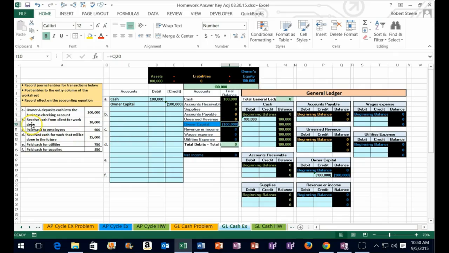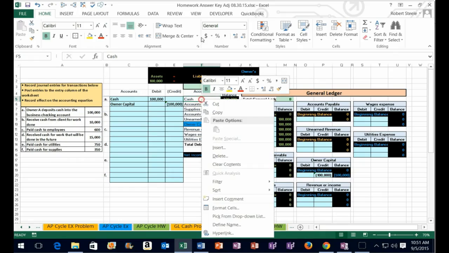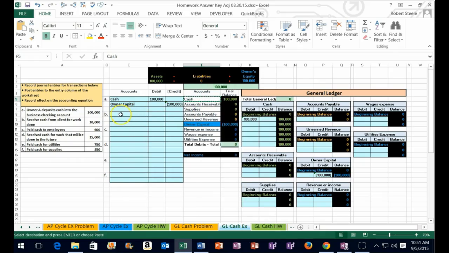B then says, received cash from client for work done. So now we got cash for work that has been done. So is cash affected? Yes, it's going to go up. We received cash. Cash is a debit balance represented by the fact that it does not have brackets. We're going to make it go up by doing the same thing to it, which in this case is another debit. We're going to right click on it, copy it, put our cursor right next to the B on the top in the debit section, right click, paste it 1, 2, 3. This is going to be in the debit section of 10,000.